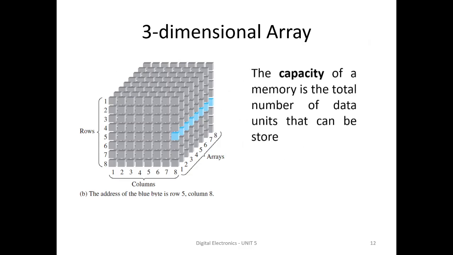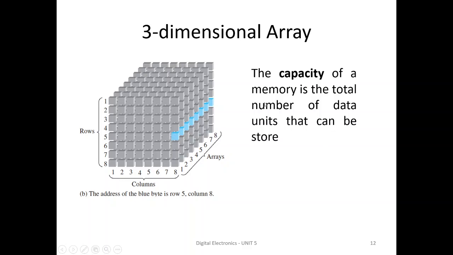So, three-dimensional array. If you look at this, this is your array, this is your column, and this is your row. To specify the address of a byte, you have to specify the array, the row, and the column also.